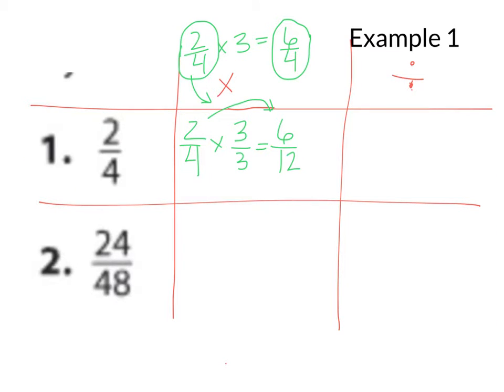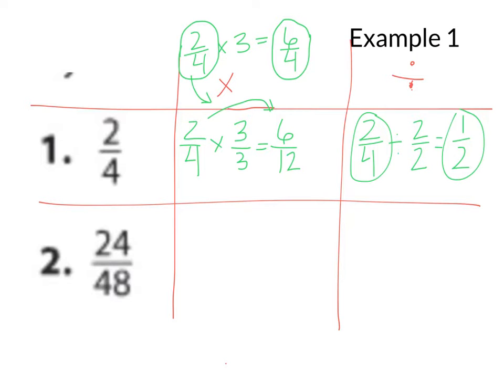Alright, so moving on. If I had 2/4 and I want to divide it by the same number to keep it equivalent, what can I divide both 2 and 4 by? Oh, I can divide them both by 2. I know that because they're even. 2 divided by 2 is 1. 4 divided by 2 is 2. So therefore, 1/2 is equal to 2/4.